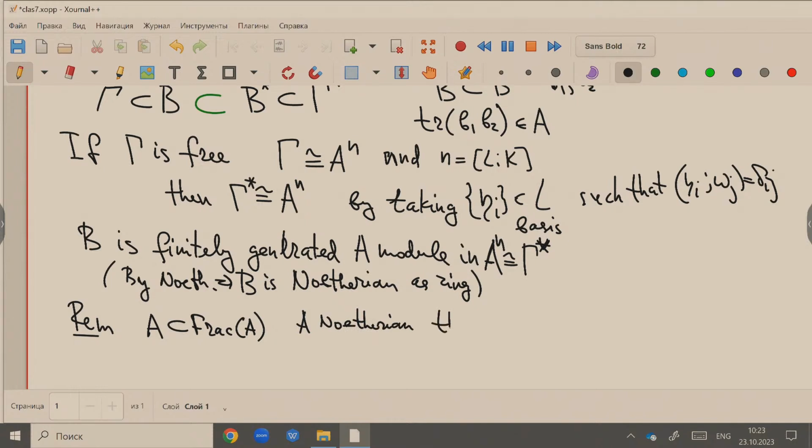then the integral closure of A in the fraction field of A can be non-trivial.